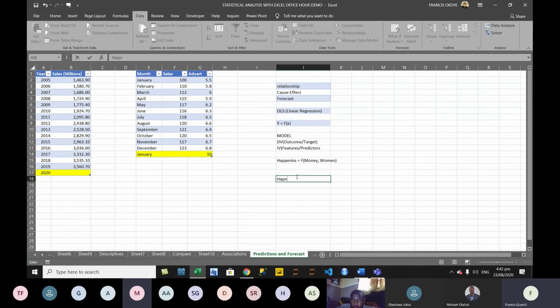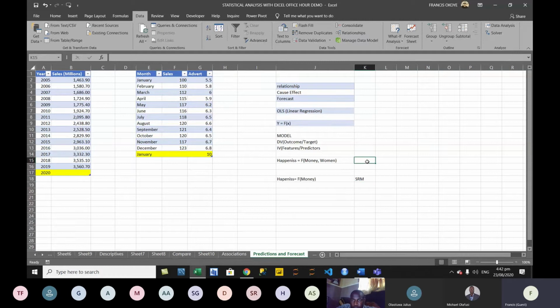Now, if it is so, happiness is what we are trying to determine. That's what we refer to as the dependent variable. But if it is only money that makes a man happy, then this is what we refer to as a single regression model. But if there is more than one factor that makes a man happy, so money and women, it's called a multiple regression model. So what we are trying to do is to estimate a line of best fit, which is y equals a plus bx. This is the basic linear model that we have.